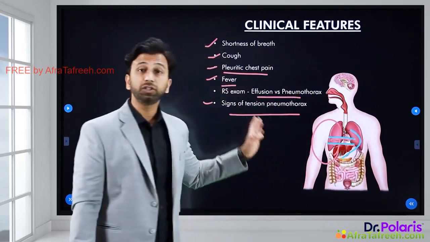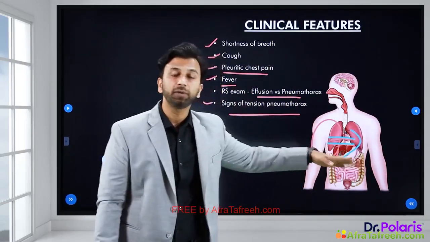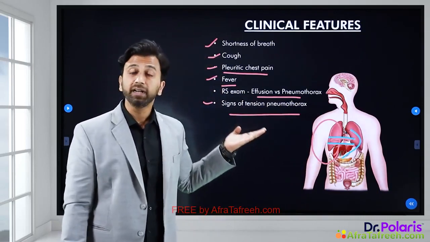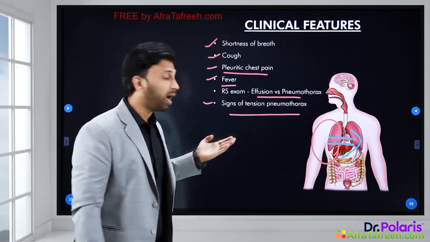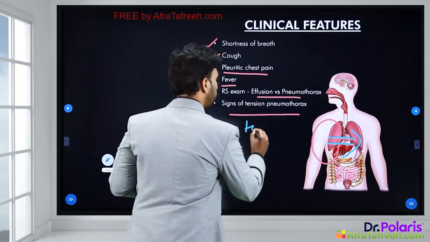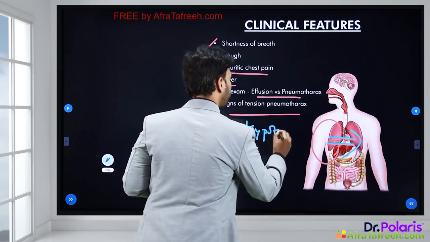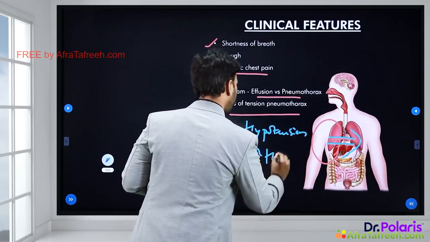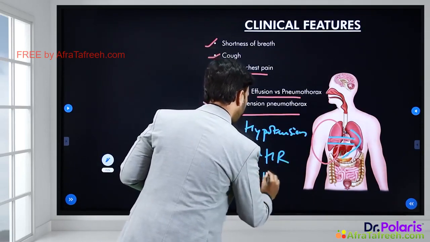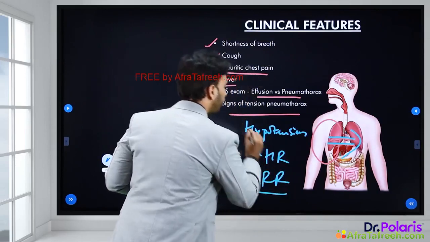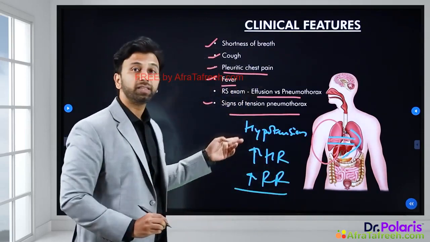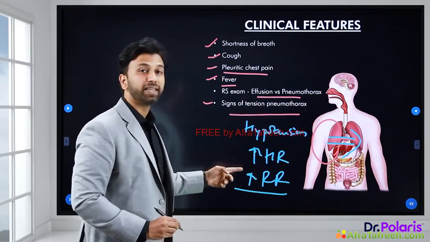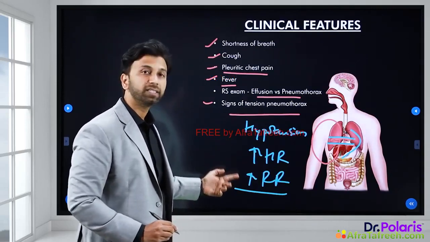And when it causes a huge shift of the mediastinum and the collapse of the lung, it can lead to clinical features such as tachycardia, tachypnea. There can be hypotension also. So these three signs are very important for you to note in an individual with tension pneumothorax. That is hypotension, increase in heart rate, that is tachycardia, and increase in respiratory rate, that is tachypnea.